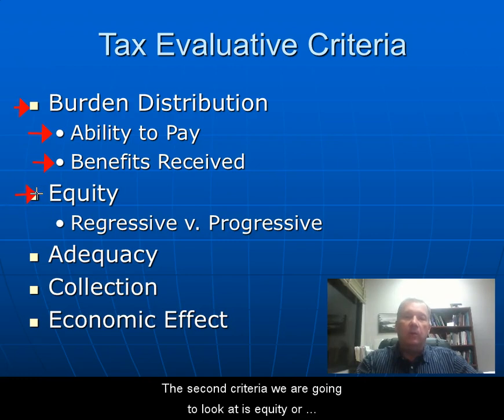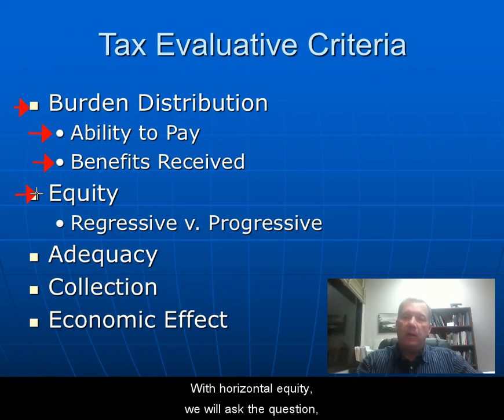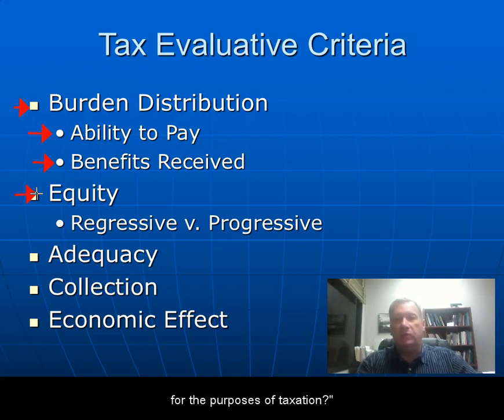The second criteria we're going to look at is equity or fairness. So with equity and fairness, we have 2 different dimensions we're interested in here, either horizontal equity or vertical equity. With horizontal equity, we'll ask the question, are 2 similar taxpayers treated the same for the purposes of taxation?